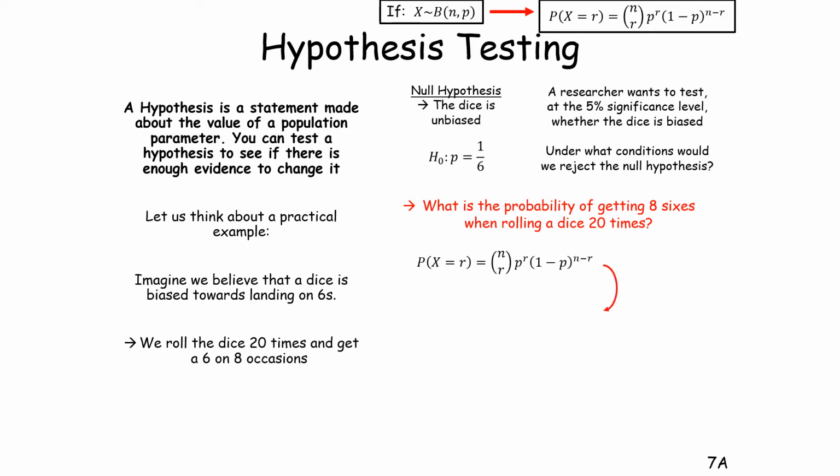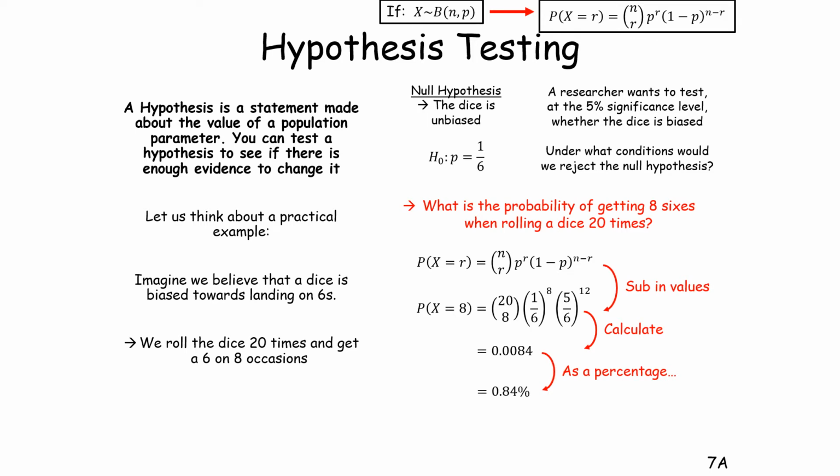So we could work this out. From the previous chapter, we know the binomial distribution. So why don't you pause this video and work this out. Once we submit the values and calculate, we get the following: 0.0084. So a very small chance. As a percentage, this is just 0.84%. So it's a very small chance, 0.84%.